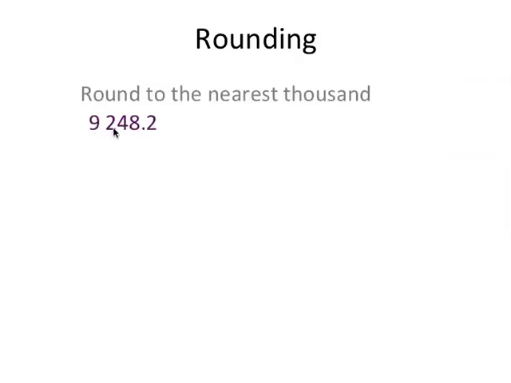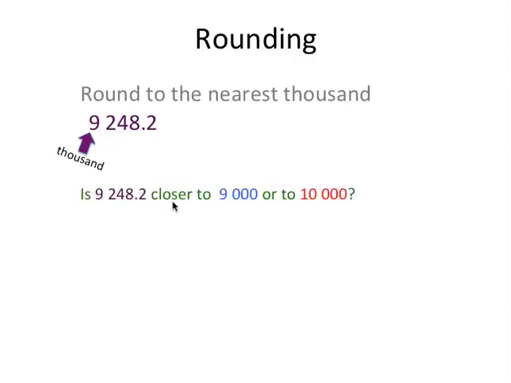We have 9,248.2, and they're asking us to round it to the nearest 1,000. Here's our nearest 1,000. What we have to ask ourselves is, is this number closer to 9,000 or 10,000? Is 9,248.2 closer to 9,000 or 10,000?